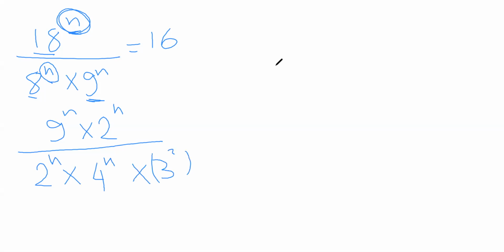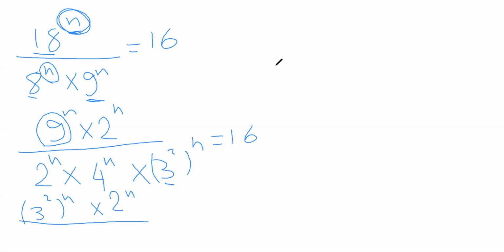3 power 2, all power n. Okay? Let's complete. Of course all of this equals 16. Here 9 also can be simplified to be like this one, 3 power 2 all power n. Of course the 2 is in its simplest form. The other 2 is also in its simplest form. What about 4? The 4 is 2 power 2. 2 power 2, yes, all power n, times 3 power 2 all power n, equals 16.